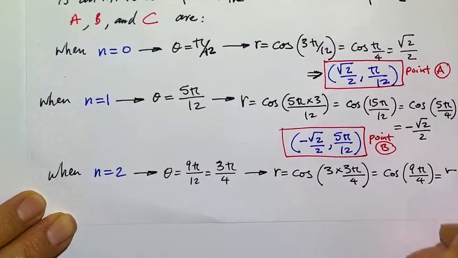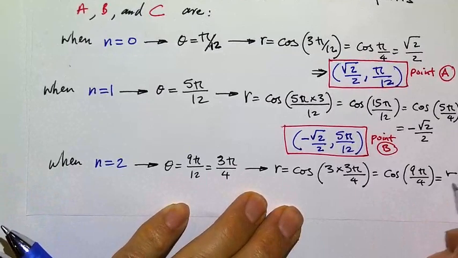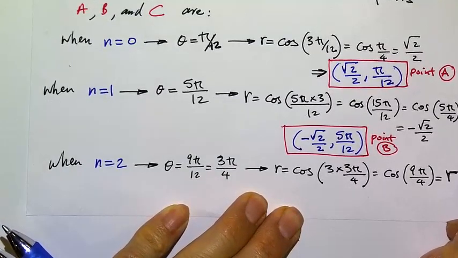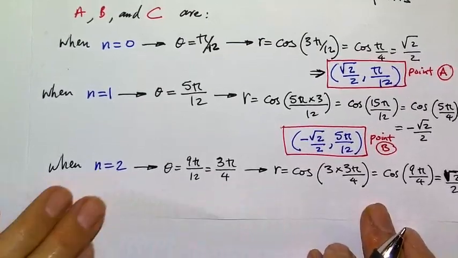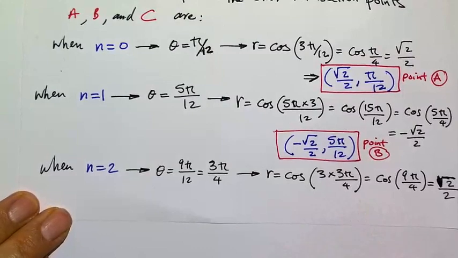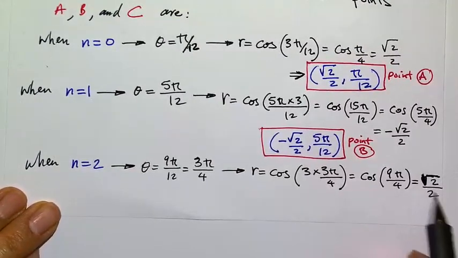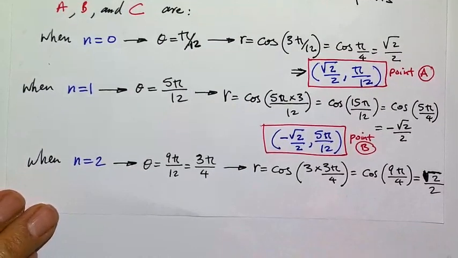So this will be square root of... I should clean this up before posting it on Canvas, square root of 2 over 2, or maybe that's clear. Anyway, that's square root of 2 over 2 in the first quadrant.